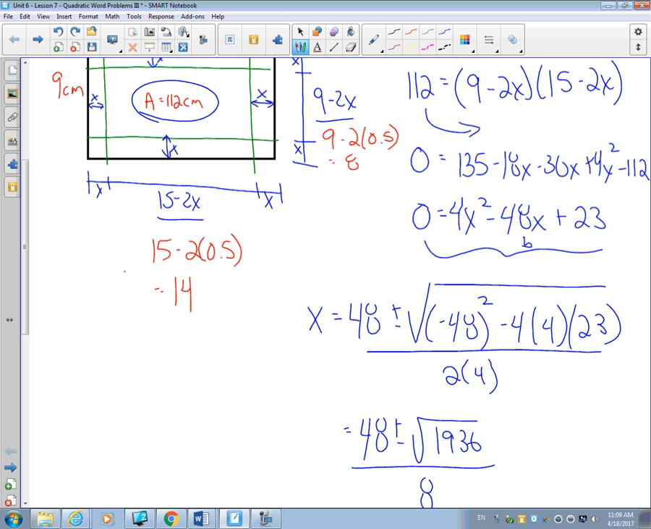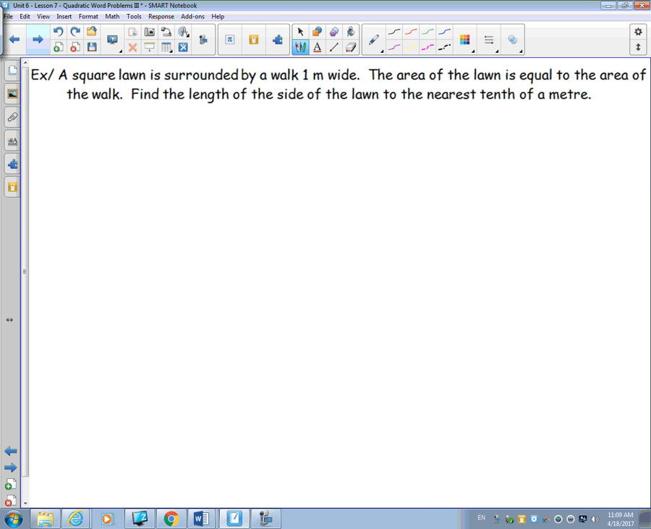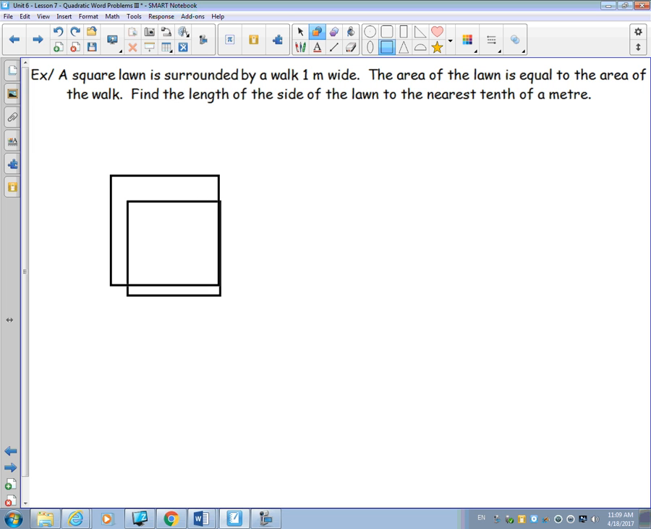Okay, let's try the next one. A square lawn is surrounded by a walk. Oh, I got a square lawn. Okay, let's start with a square. So that's my lawn. It's surrounded by a walk, 1 meter wide, which means if I put a walk around it, it should all be the same. It should be uniform, right? I didn't line that up quite right, so I'll try that again. Yeah, that looks better. Okay, so I've got myself a lawn.